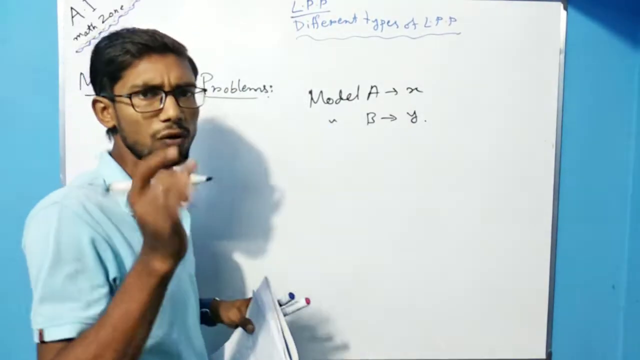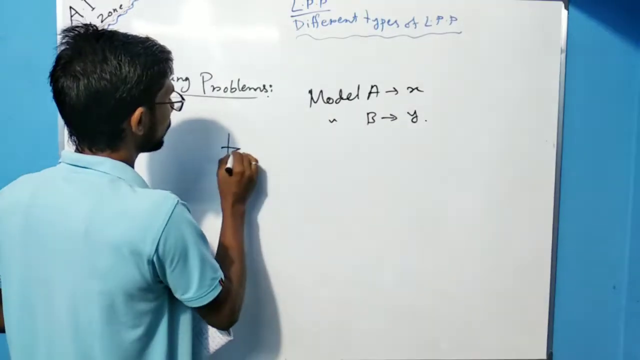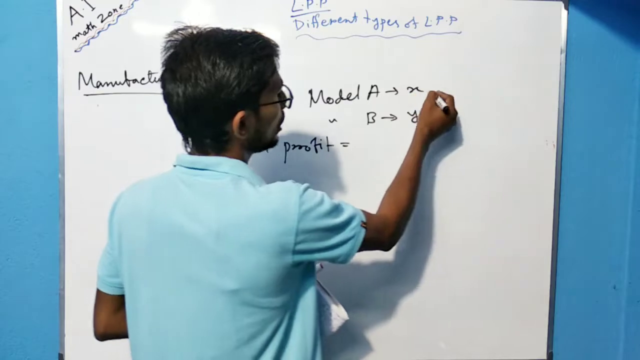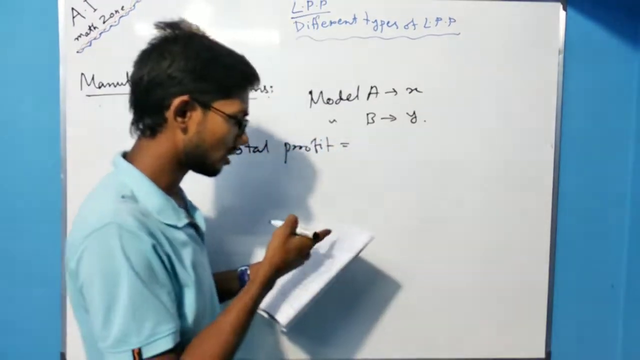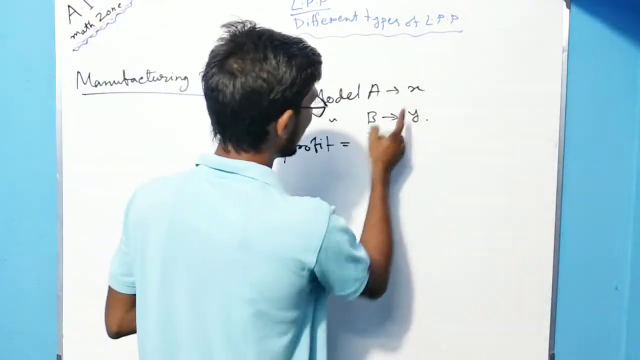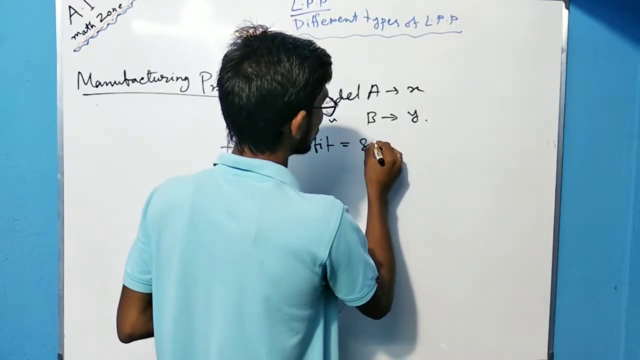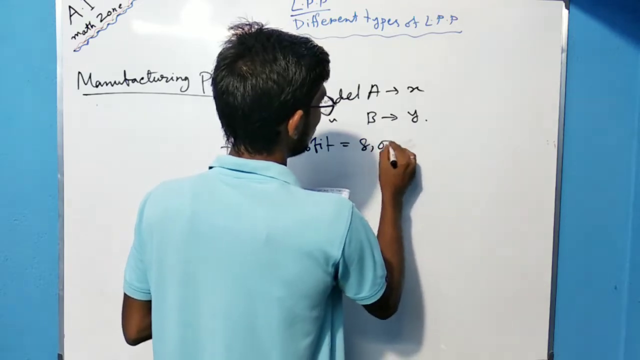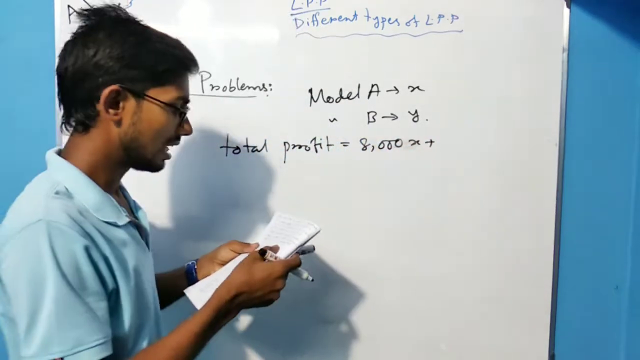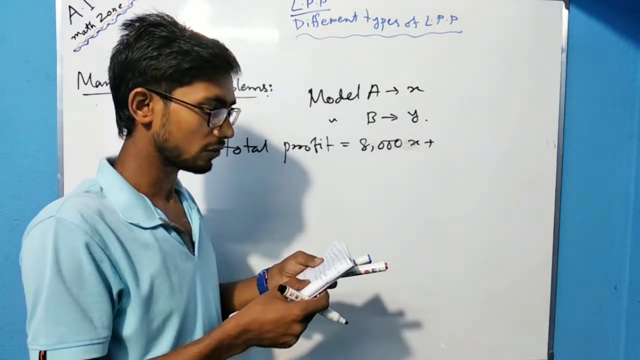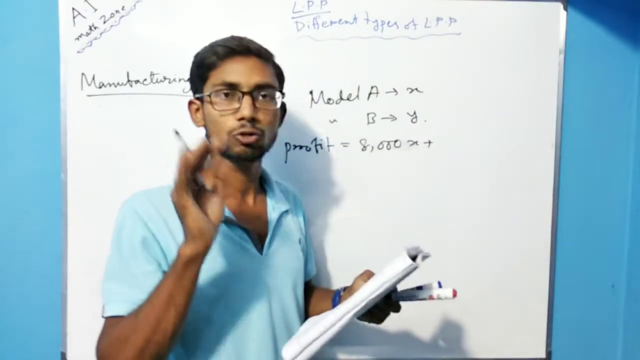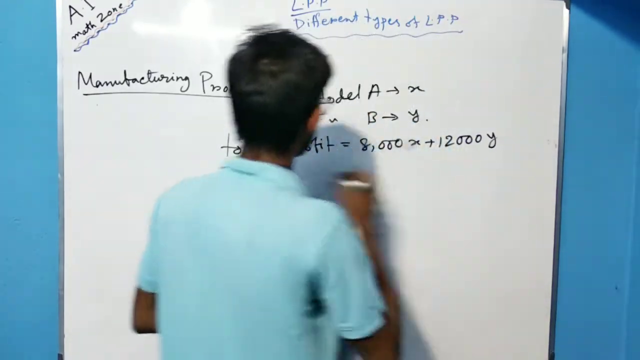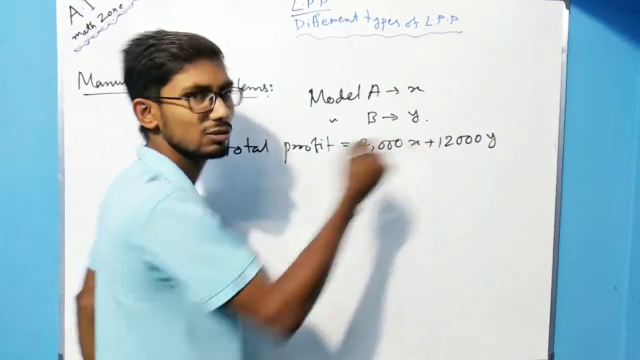So if we calculate the profit, then the total profit is equal to per piece 8,000 for model A, so total is 8,000x, plus, and for model B per piece में कितना profit होता है? For model B per piece 12,000, so it will be 12,000 Y. So this is the total profit, and we have to maximize this one, right?